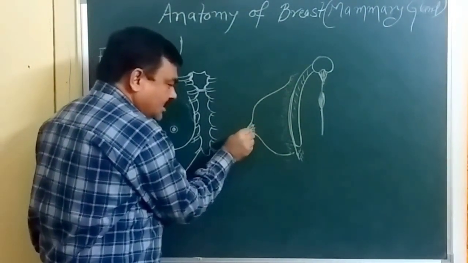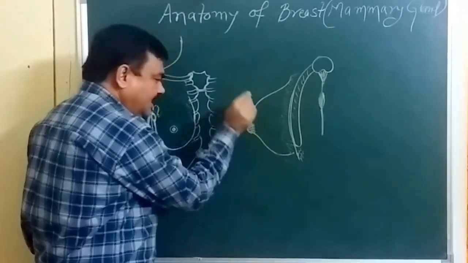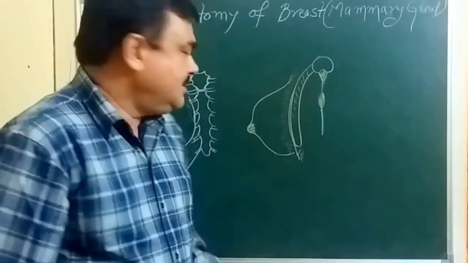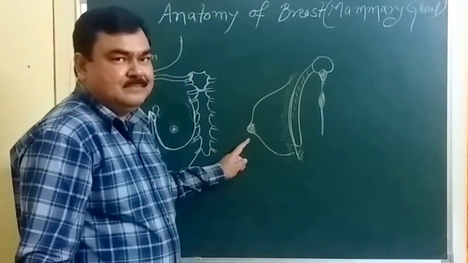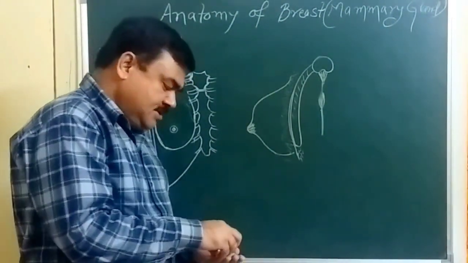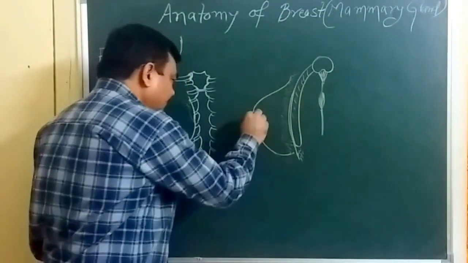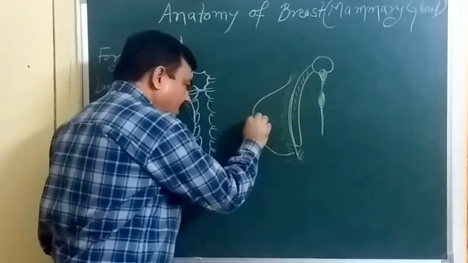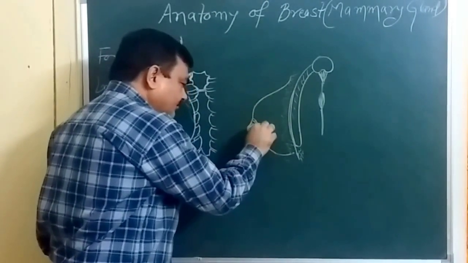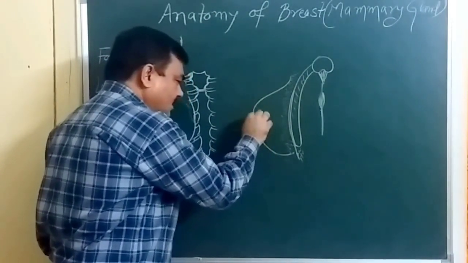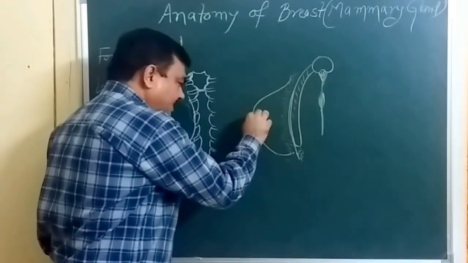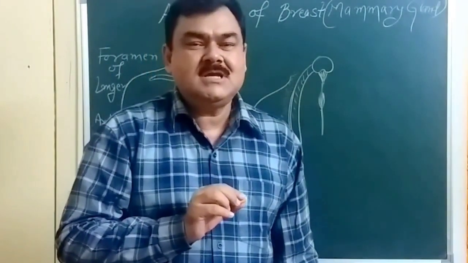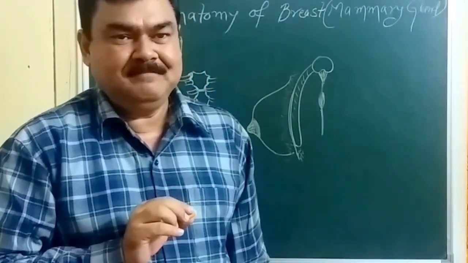These are numerous, 15 to 20 lactiferous ducts. These lactiferous ducts pierce the nipple, and this nipple is surrounded by pigmented skin, that is the areola. This part is the areola. This areola is pigmented and it contains numerous sebaceous glands.